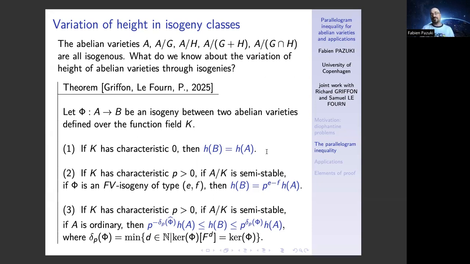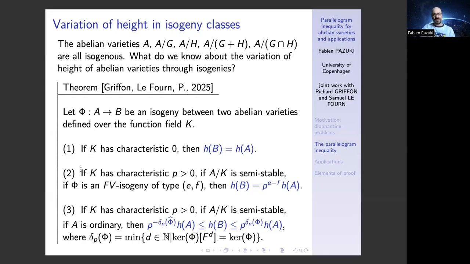So for characteristic zero, there's no surprise. I was asking why it is surprising, the parallelogram inequality for function fields. Well, there's no surprise here. It's even stronger. Everything is equal. So, okay, this is not where the interest is.